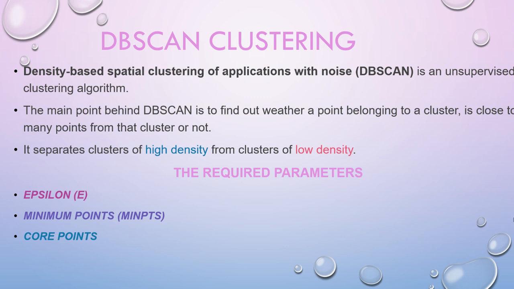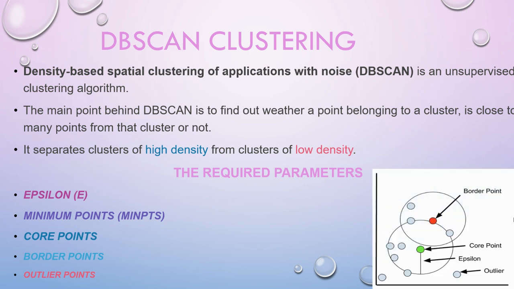The core point means the center point. Border points are the points that are on the border, and the outlier points are the points that have neither the epsilon distance nor the minimum points. The border point is on the border, as you can see. The core point is the green color. Now the epsilon is the distance, and the outlier is the point which is outside.